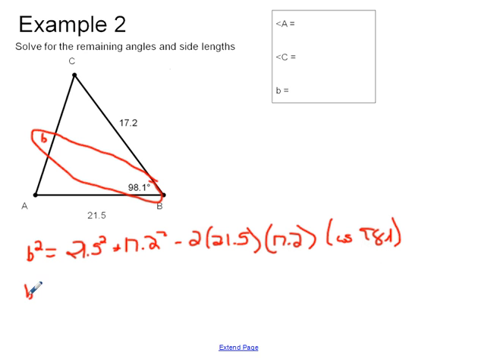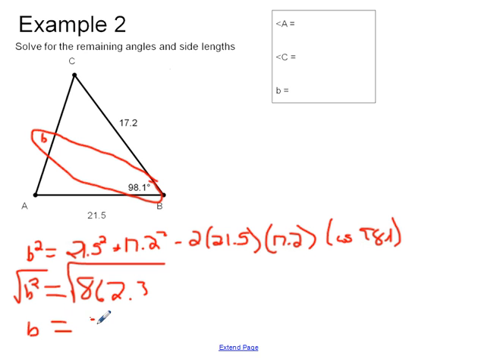You should have that B squared will equal 862.3, which when we square root both sides, B comes out to equal 29.36. Alright, so we have our side length. So now we're using that with the law of sines.